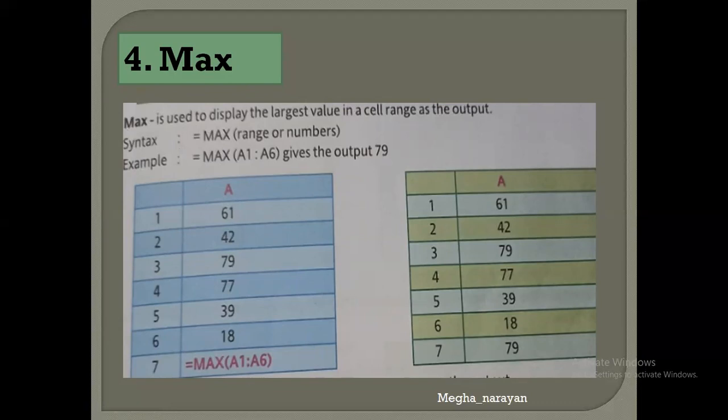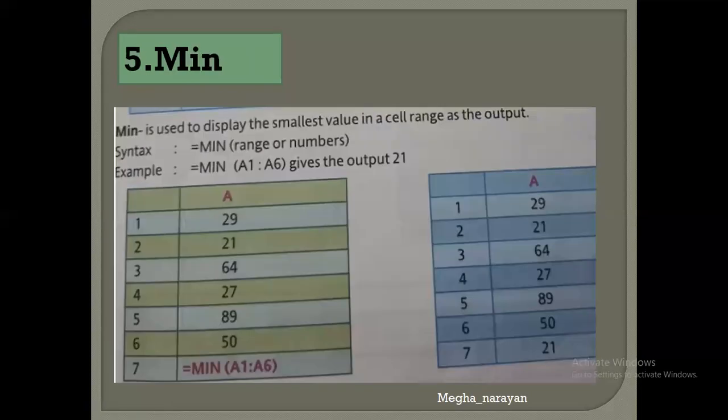Now, what is the opposite of max or maximum? The answer is minimum, correct? So here is your next function, used to find the smallest value in the cell range. All the things are the same. The name of the function is changed. Earlier it was max, now it is min. We'll select the data from the cell range and it will give you the lowest possible number. Here the lowest possible number is 21. Understood? So these were all the simple functions.